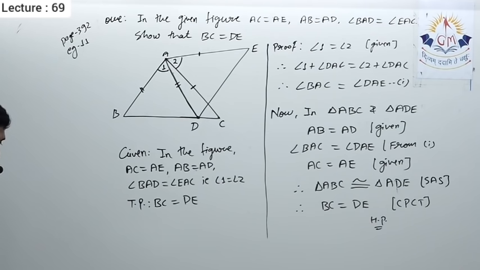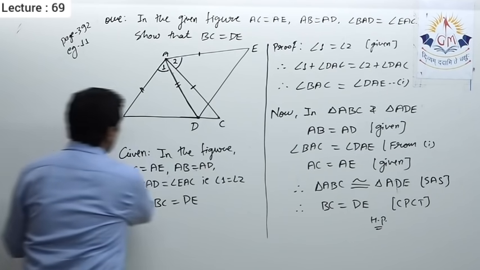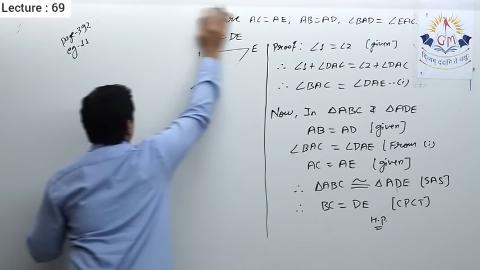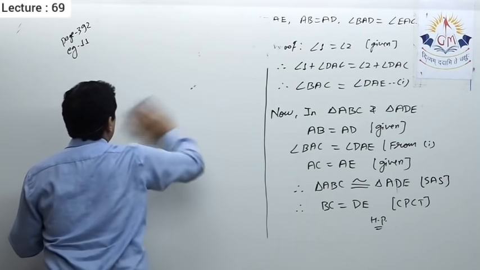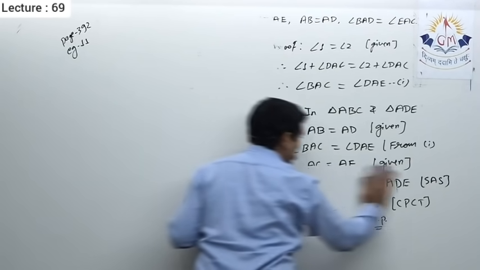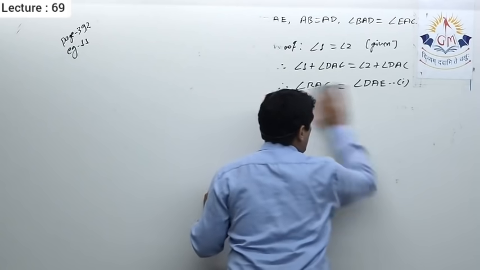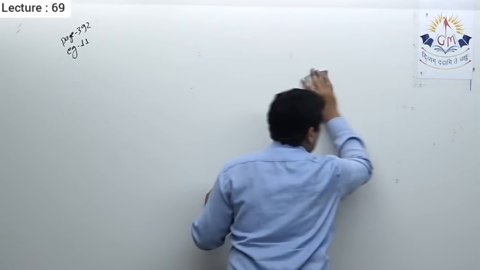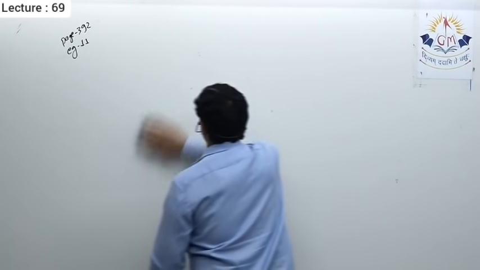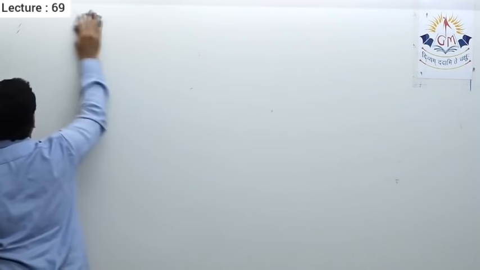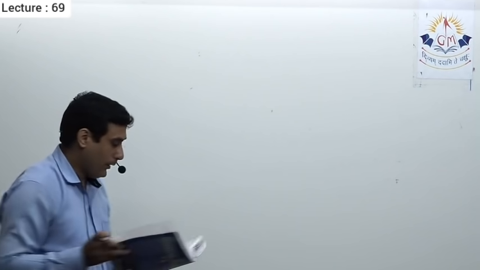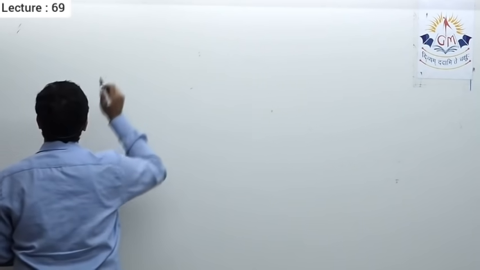Okay, so now the next question is, we'll start exercise 9.1. From there we'll see some questions. The next question that I'm going to take is exercise 9.1, question number 3.